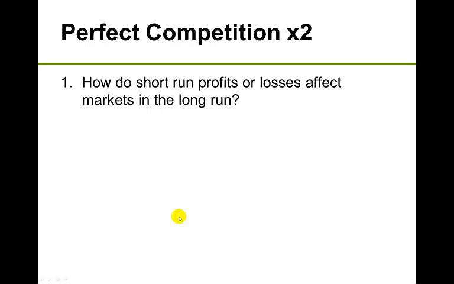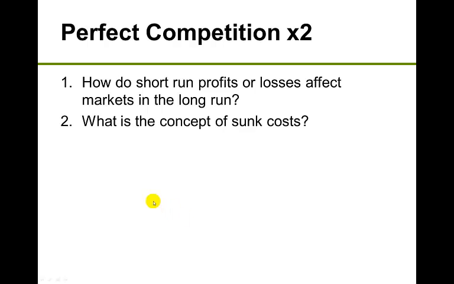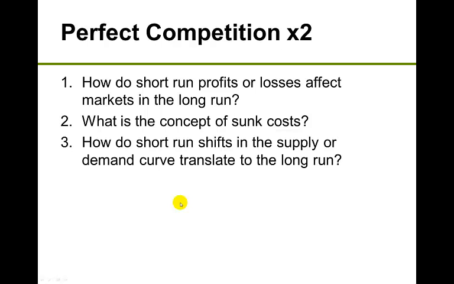Last lecture, we talked about an individual firm in perfect competition in the short run. This lecture, we're going to extend our discussion of perfect competition a little bit. We're going to talk about how short-run profits or losses affect markets in the long run. We're going to talk about the concept of sunk costs, and we're going to talk about how short-run shifts in the supply or demand curve translate to the long run.